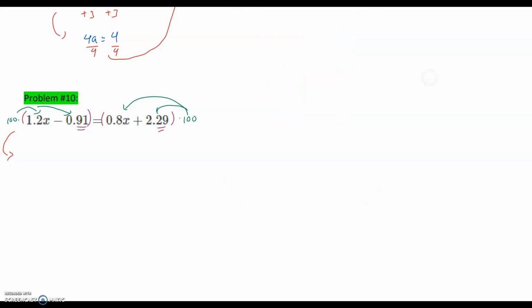The only problem is that some of these are going to be large. For example, 1.2 times 100 moves the decimal 2 places to the right. So this is going to be 120x minus 91, equal to 80x plus 229. So in this approach, in the first step, we cancel the decimals, but that actually makes a little bit of a mess because we do end up with larger values.